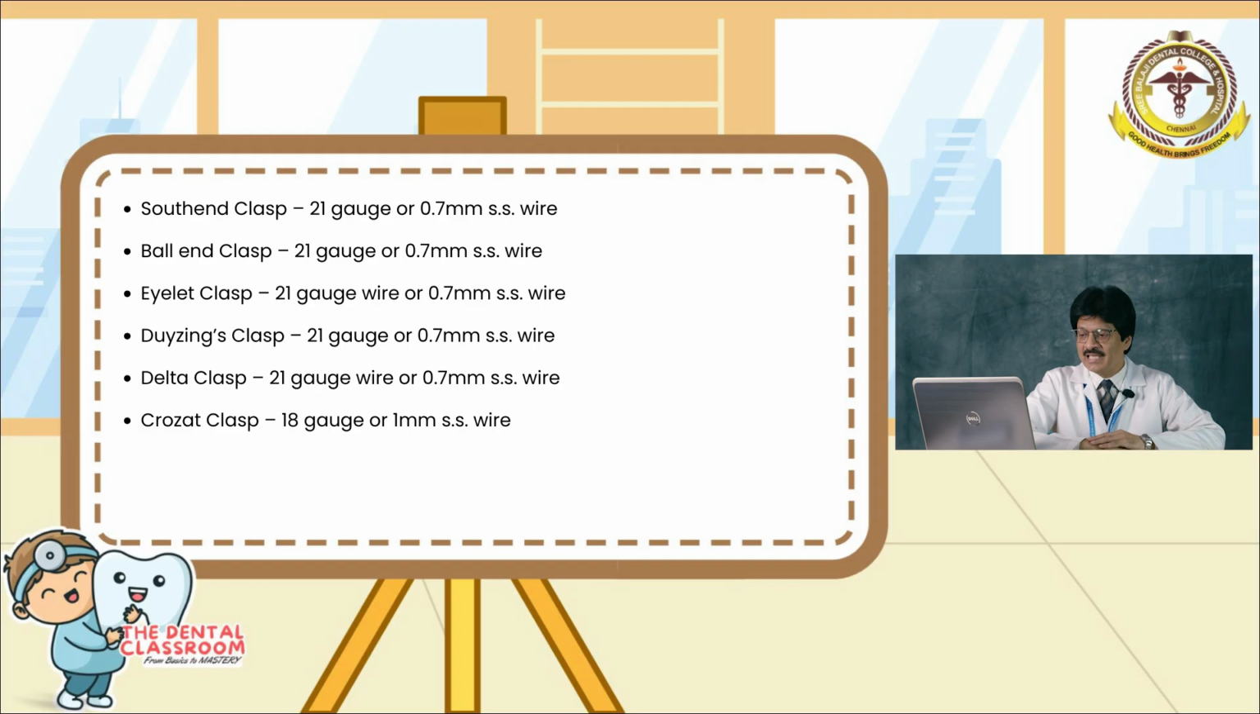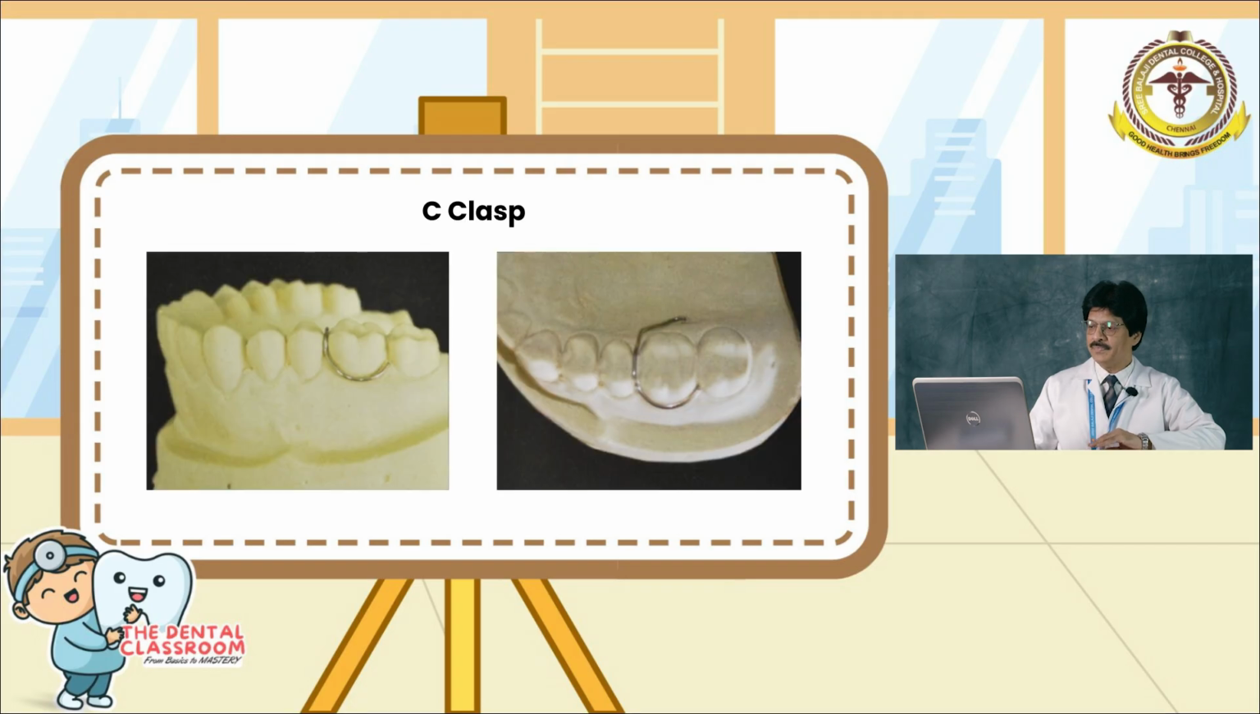Now, if you see these clasps, most of them are made up of 21 gauge wire or 0.7 millimeter stainless steel wire. And the few which are made up of the 19 gauge would be the C clasp and the Jackson's clasp, whereas the Crozat clasp would be made out of an 18 gauge or a 1 millimeter stainless steel wire. Now, we shall go into the details of each clasp.